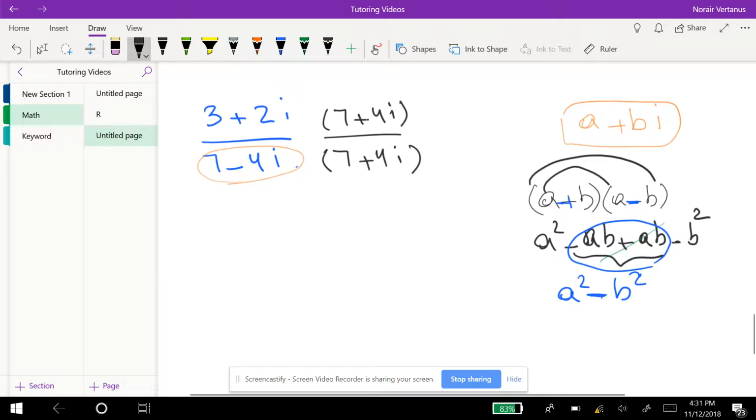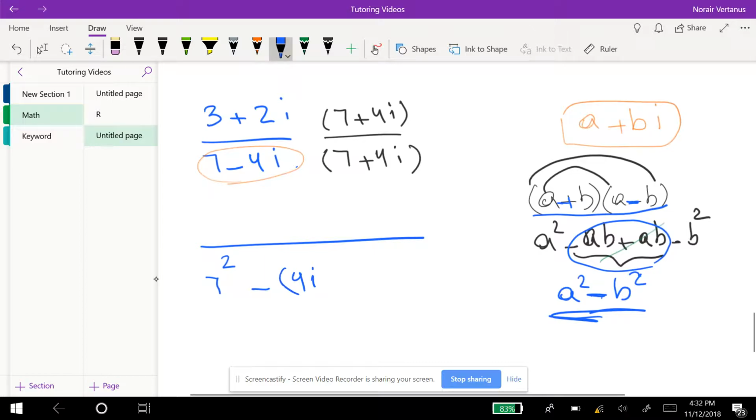And then the result is going to be, I'm going to start with the denominator. It's difference of squares, like the term that I just explained. So it's going to be a squared minus b squared. What is a squared? 7 squared minus b squared. What is b? B by itself is 4i, all of that to the second power. So that's what we're going to have in the denominator.